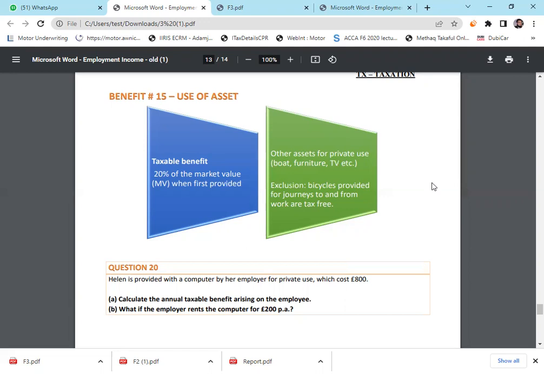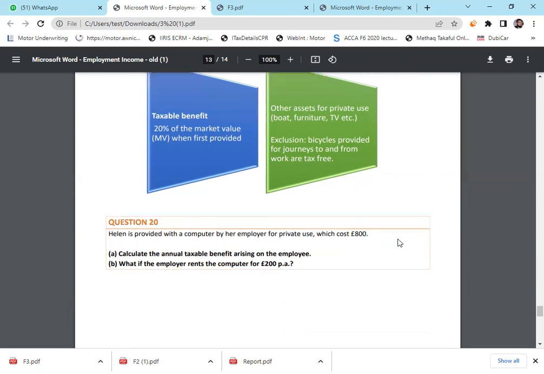Use of asset rules are very simple. It's 20% of the market value. How to do it? Can you read question number 20, please, Helen? Helen is provided with a computer by her employer for private use, which cost £800. Calculate the annual taxable benefit arising on the employee.